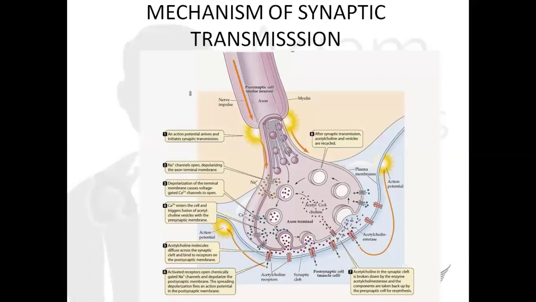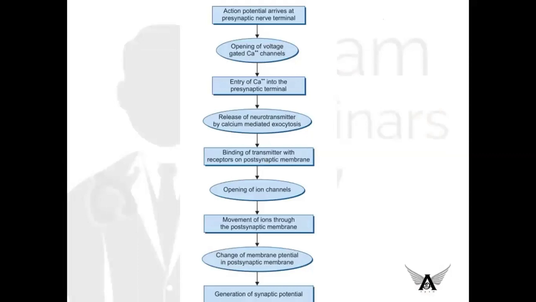Let us look into its summary. First, action potential arrives in the presynaptic neuron. Depolarization causes opening of voltage-gated calcium channels, calcium entry, release of neurotransmitter via calcium-mediated exocytosis, then binding of transmitter with the receptors, then opening of ion channels, movement of ions through the postsynaptic membrane, and change of membrane potential in the postsynaptic membrane, and there is generation of synaptic potential.